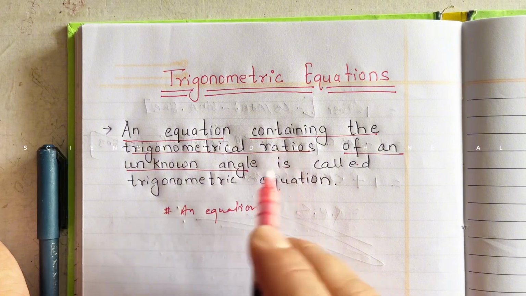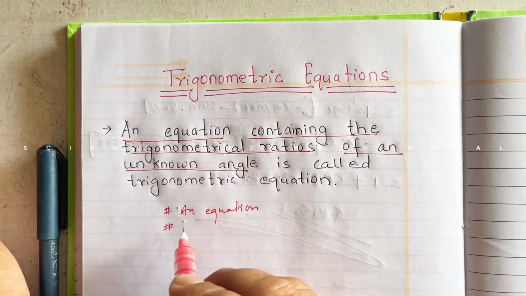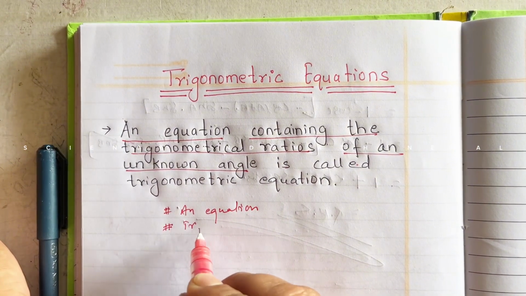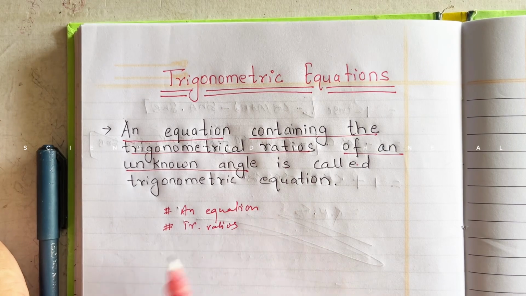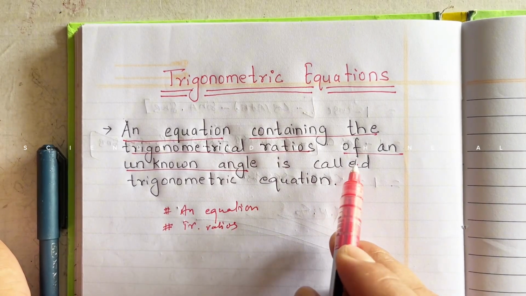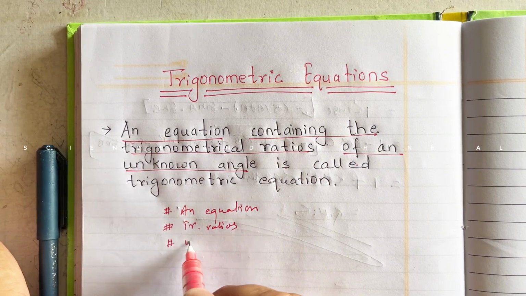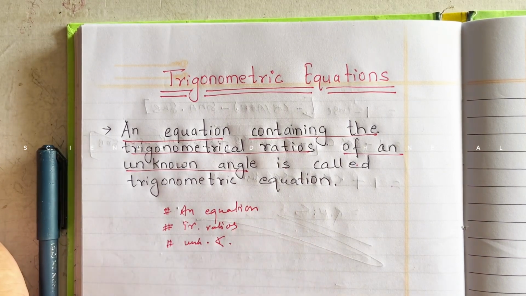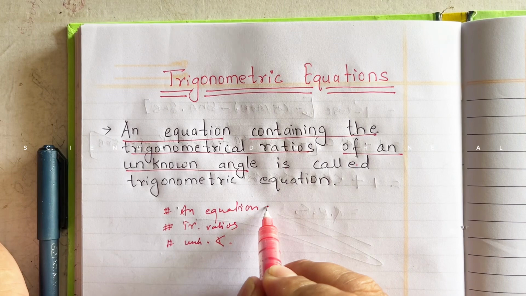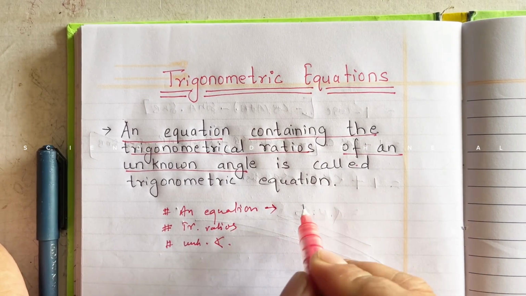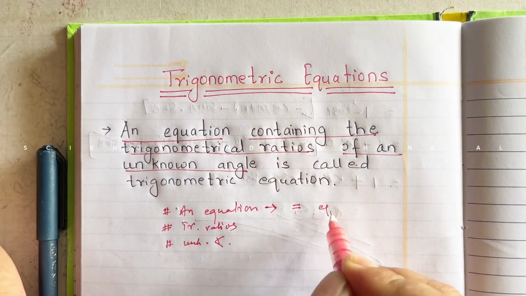containing the trigonometric ratios. The second point to remember is it contains trigonometric ratios, and the third thing to remember is an unknown angle. So what's an equation? An equation always contains an equal sign.